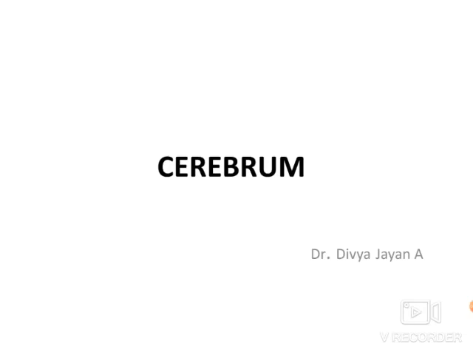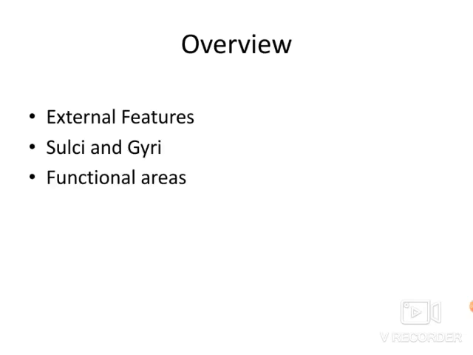Everyone, here I am going to talk about the anatomy of cerebrum. In this section I will be explaining its external features, important sulci and gyri and the functional areas.